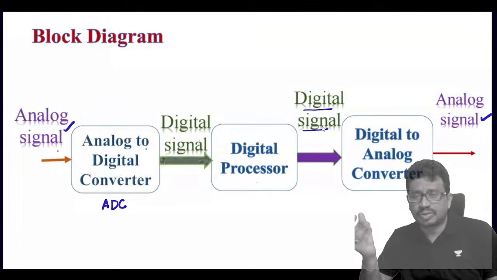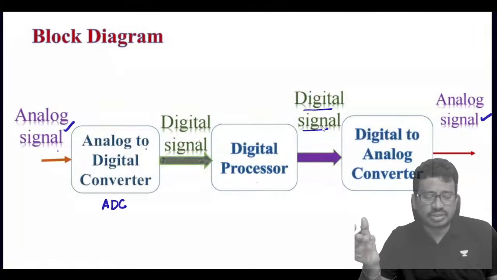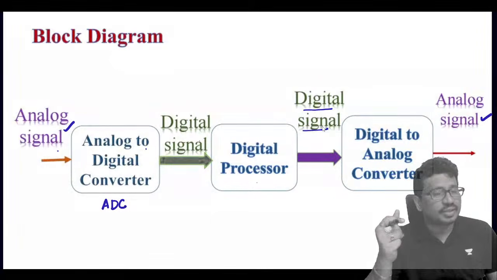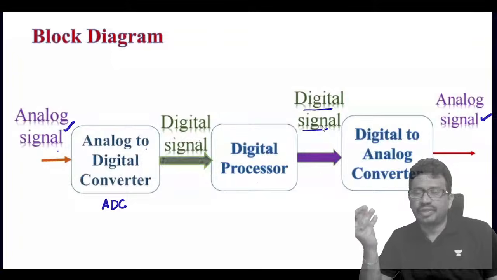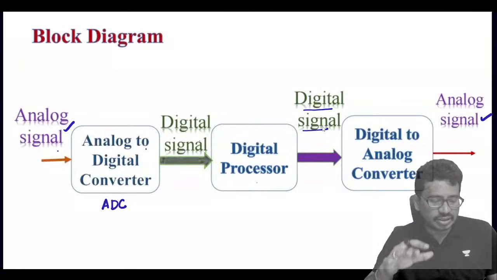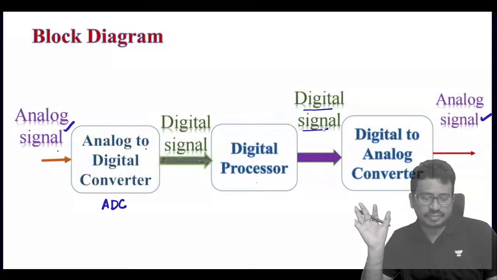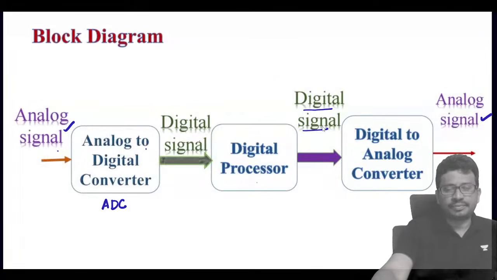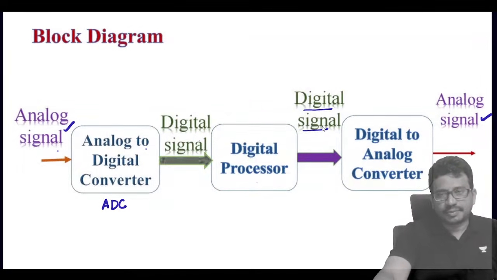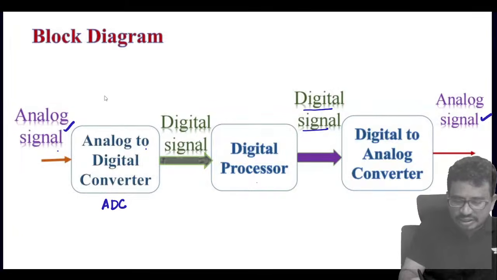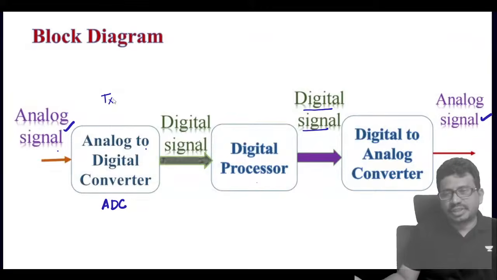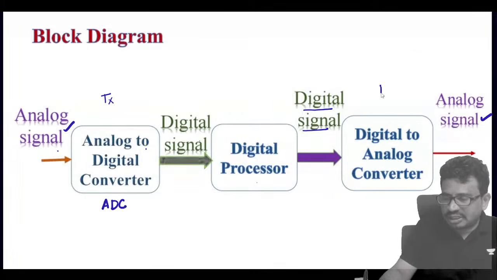At the output, what is the form of the signal in which you are listening to my voice? That is an analog signal. So we are not able to detect the digital signal, and we need to convert the digital signal into analog signals. So at the transmitting station, we use the analog to digital converter, and at the receiving station, we use the digital to analog converter.